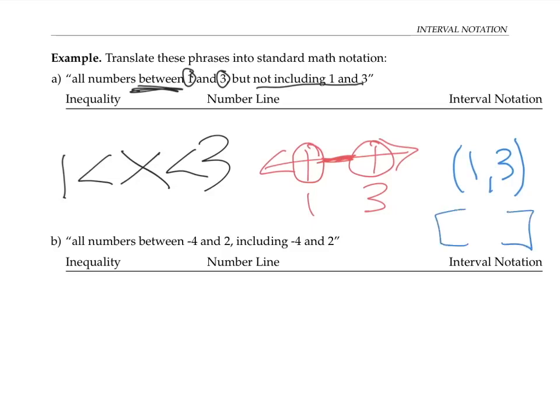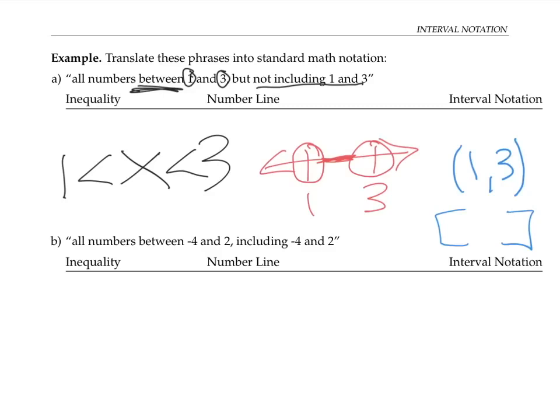It is important to note for interval notation that the smallest value always goes on the left and the biggest value always goes on the right. You also include a comma between your two key values.